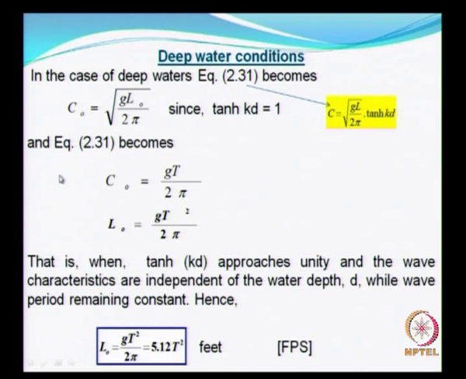Later we will also see that suffix b is used for the waves in the breaker zone. Now this equation, 2.31, as we have seen earlier, in which we obtained the expression for celerity as a function of wave period, will now reduce to, as you can see here, C naught is nothing but L naught by T. So L naught will become G into T square by 2 pi, which means the wavelength of a wave propagating in deep waters is G by 2 pi into T square, which is just a function of wave period.